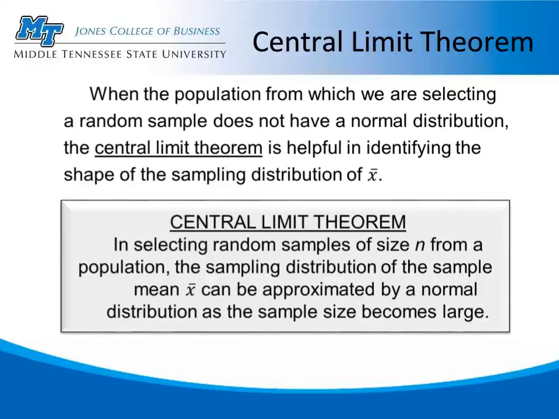Now, anything that's normal, we can convert it to the standard normal. All we have to do is subtract the mean and divide by the standard deviation. Well, it turns out that the mean of the sample means is always going to be the population mean. But the standard deviation of the sample means, the formula for that is going to be a little different depending upon how you sample.